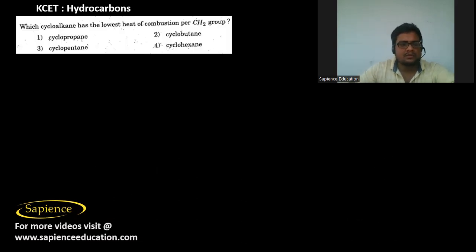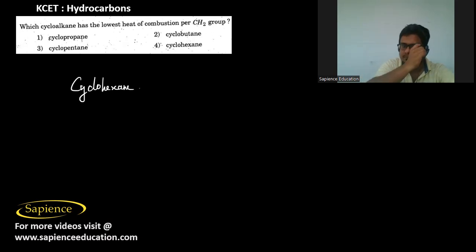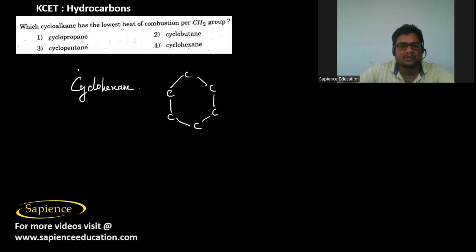And here it is asked which cycloalkane has the lowest heat of combustion per CH2 group. So cyclohexane will have the lowest heat of combustion per CH2 group. Why? Cyclohexane has a 6 carbon ring, and cyclopropane has a 3 carbon ring, which has high angle strain, so it is very less stable.